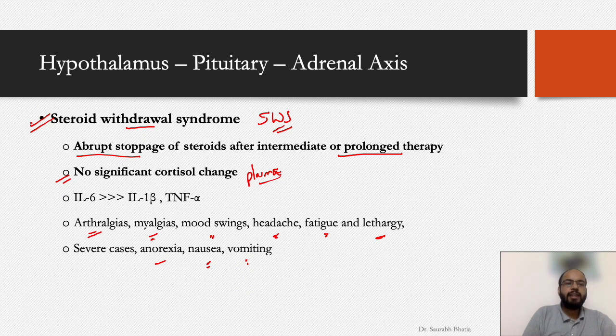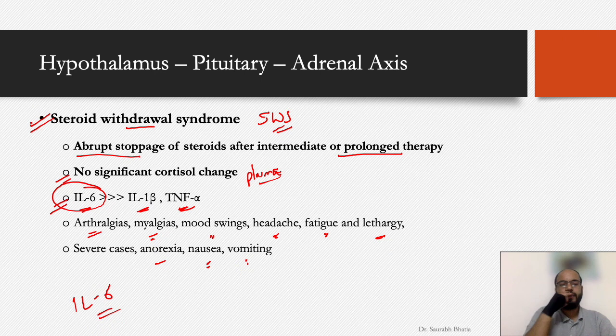The major cytokines that carry out steroid withdrawal syndrome are interleukin 6, interleukin 1 beta, and TNF alpha. These are the major cytokines, and of these three, the major one is interleukin 6. So if a question comes that steroid withdrawal syndrome is mediated by, one answer is interleukin 6. If more than one, then interleukin 1 beta and TNF alpha.